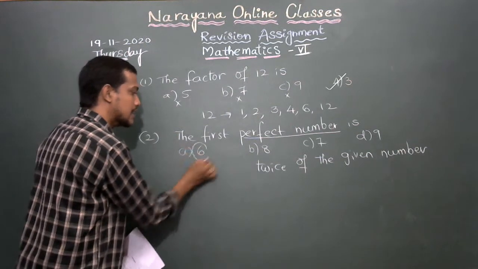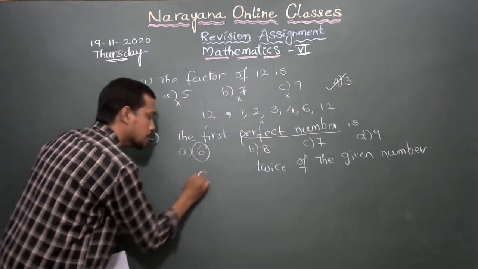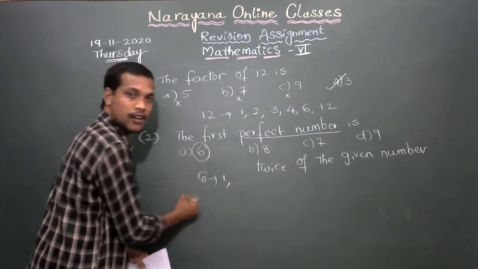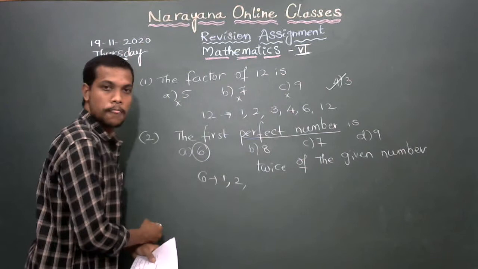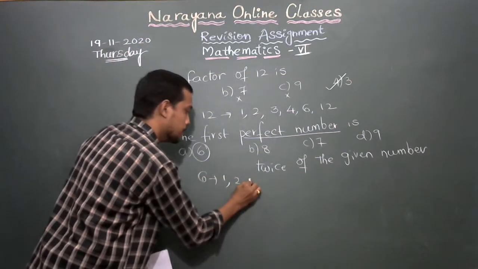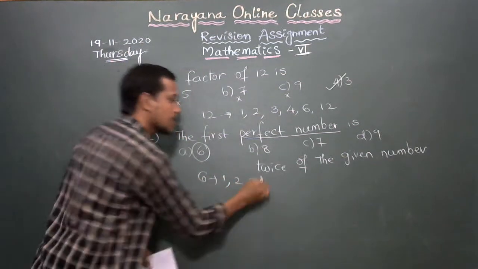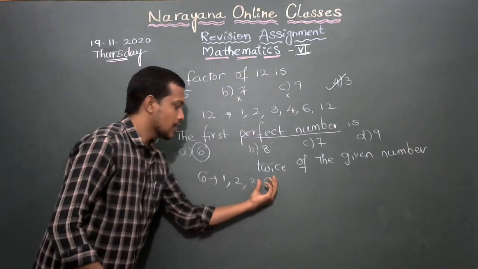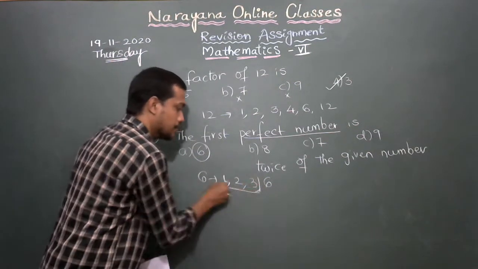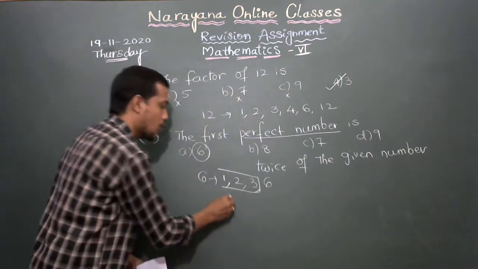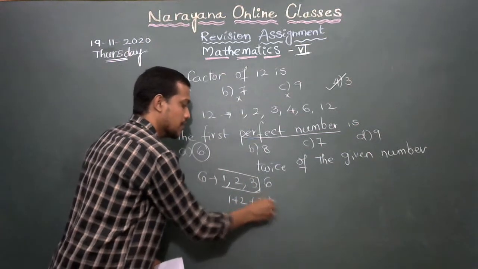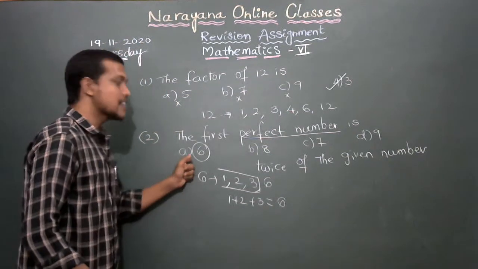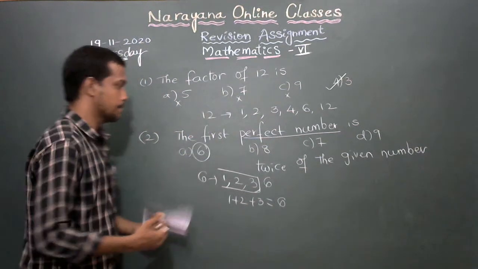So here 6. Now for 6, what are the factors of 6? 1, 2, 3 and 6. Without taking the original number, now add these. So 1 plus 2 plus 3 is equal to 6. Okay. Now 6 is the perfect number.